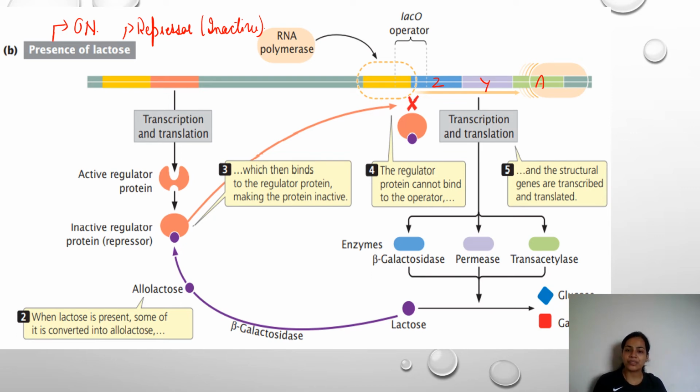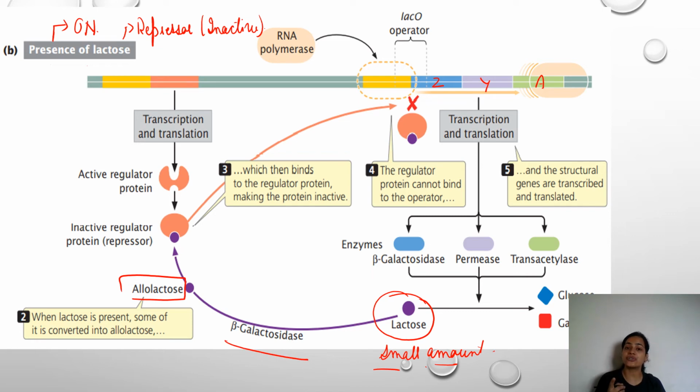Here, what will happen? As soon as the lactose is present in the media, a very small amount of lactose will start entering into the bacterial cell. Okay, entering into the bacterial cell. Initially, it will be a very small amount of lactose which will enter into the cell. This small amount of lactose will be converted into allolactose via beta-galactosidase.